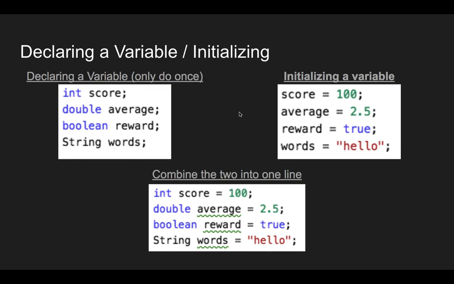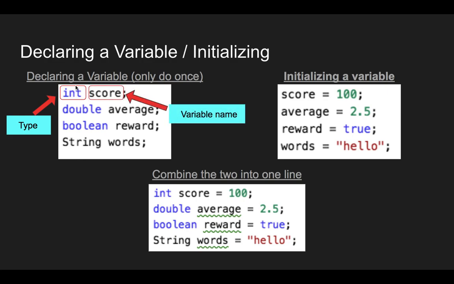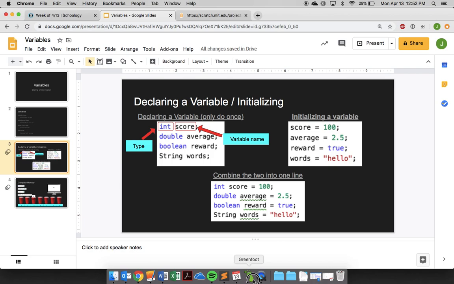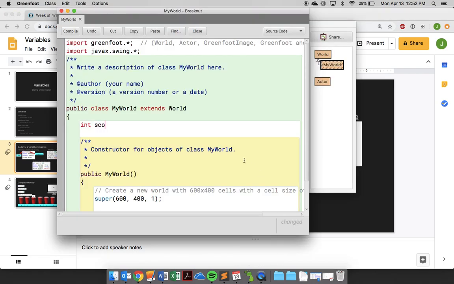Okay. Then you always have to put the type of the variable first, followed by the variable name. Okay, and that is how you declare a variable. Right? So if I wanted to, in Greenfoot, just to show you, I can come here and say int score. And all that is called declaring a variable.